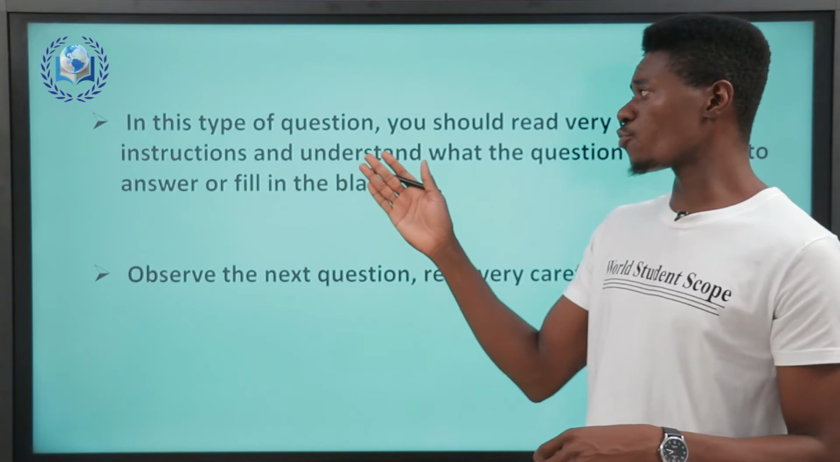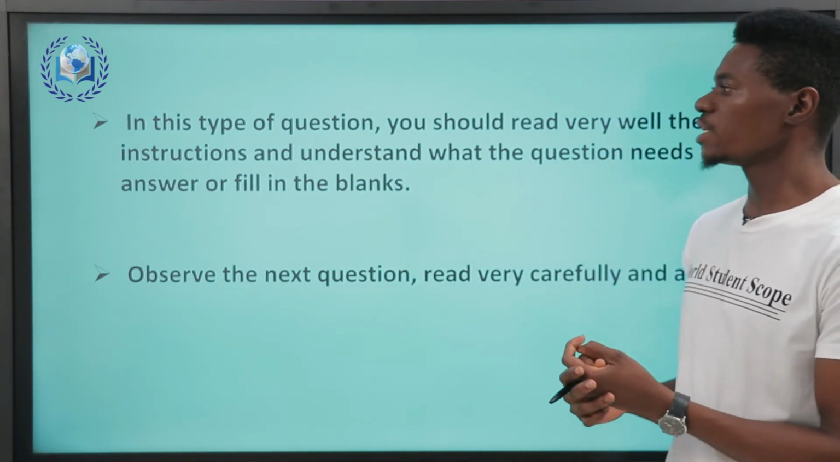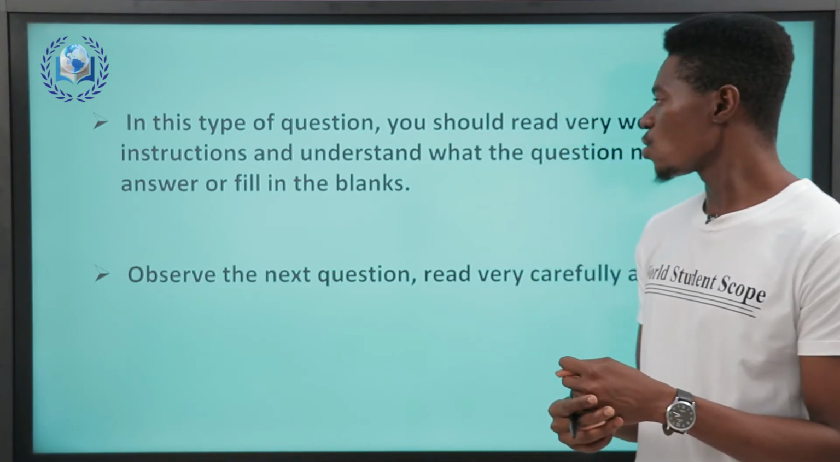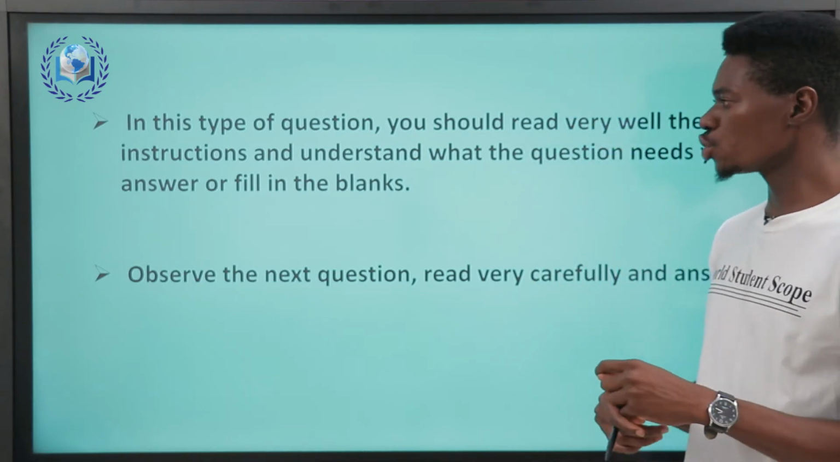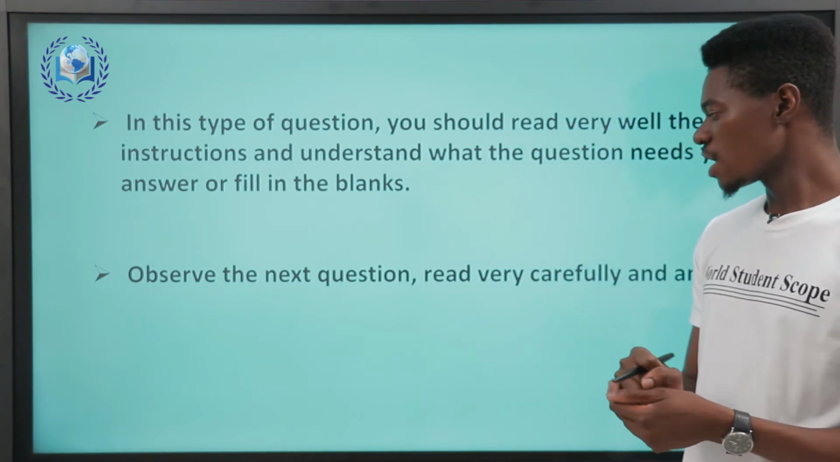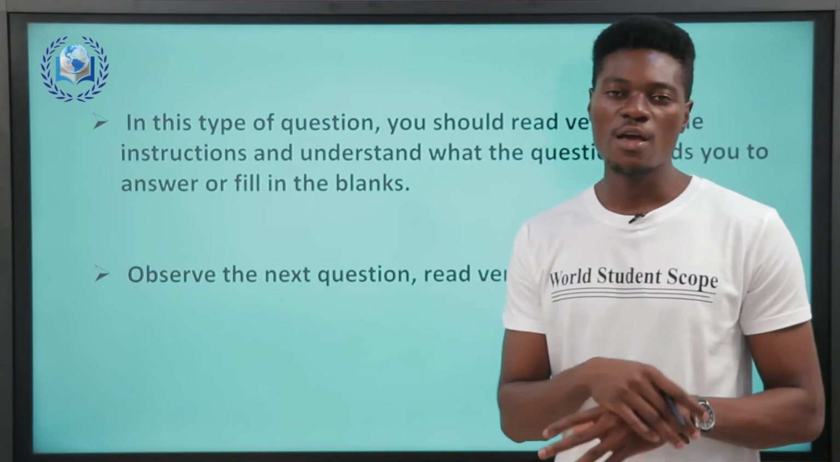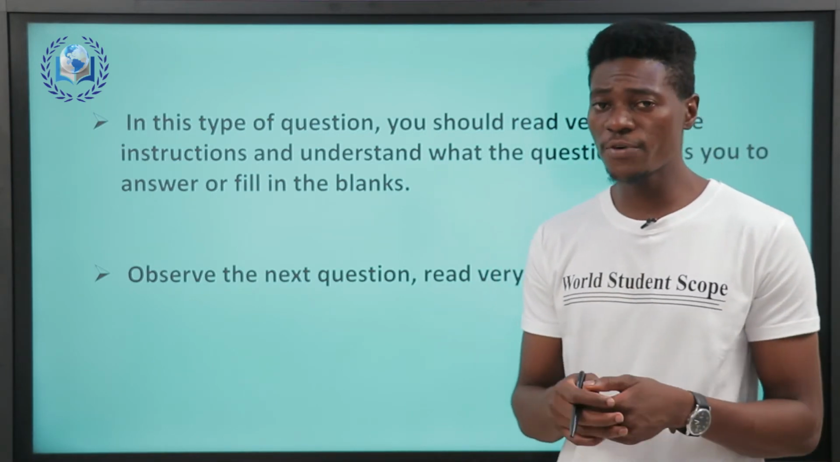In this type of question, you should read the instruction very carefully and understand what the question needs you to do. After that, observe the next question, read very carefully, and answer your question. Very simple and very easy.